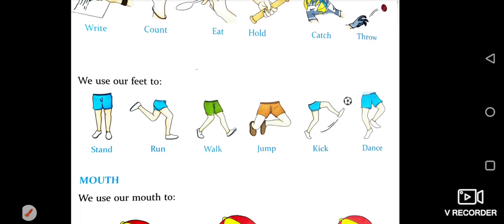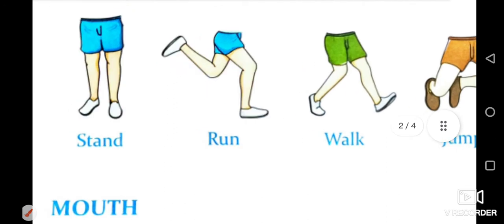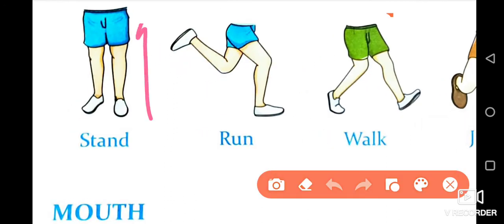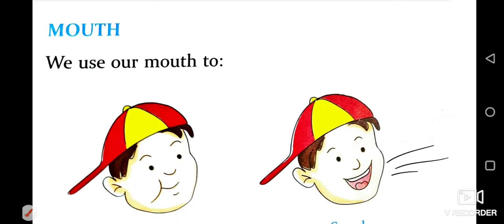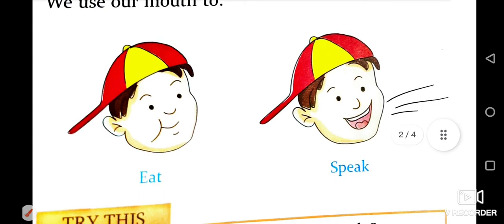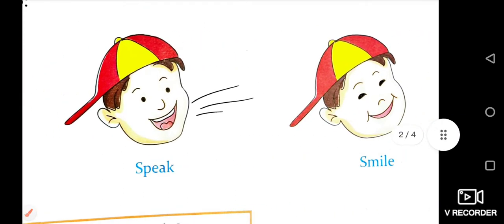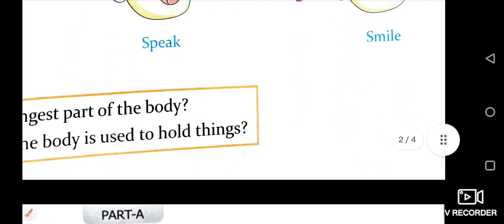Next we have our feet. Now, what is the difference between feet and legs? This whole part is called our legs, and only this bottom part, which helps us to stand, to walk, to kick, this part is called feet. Now we have to discuss our body part mouth, and with the help of our mouth, what do we do? We eat, we speak, we smile. All of these functions are performed by the mouth.